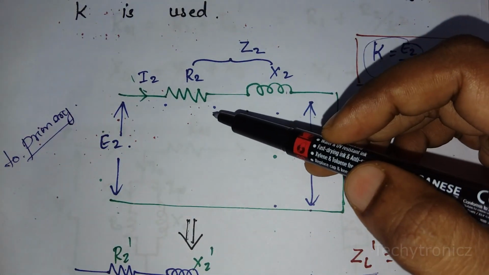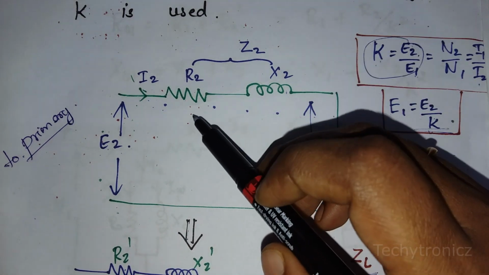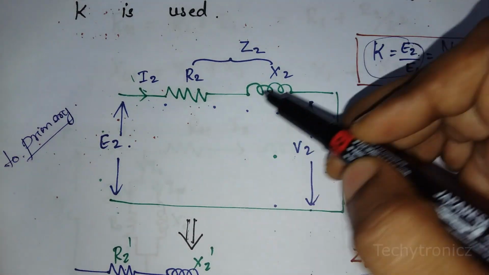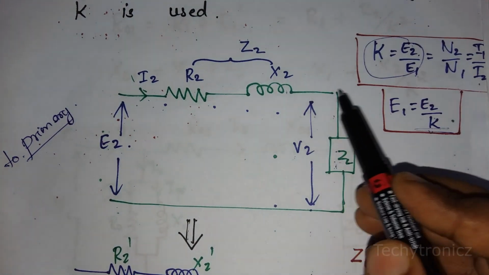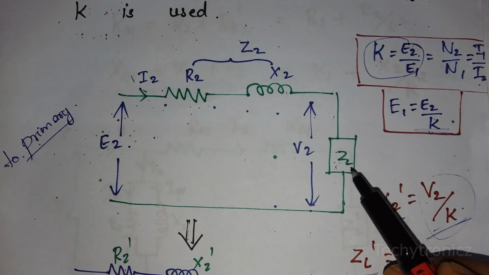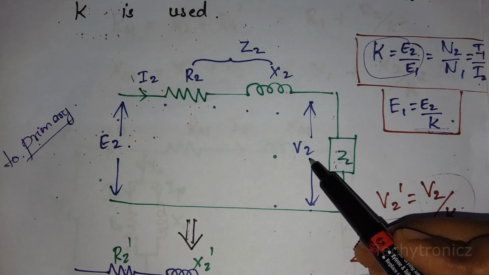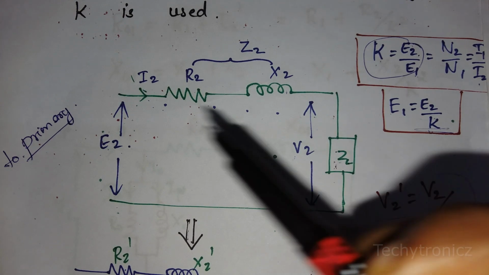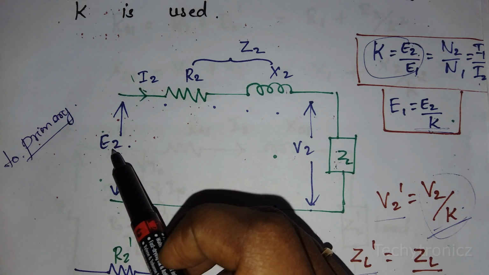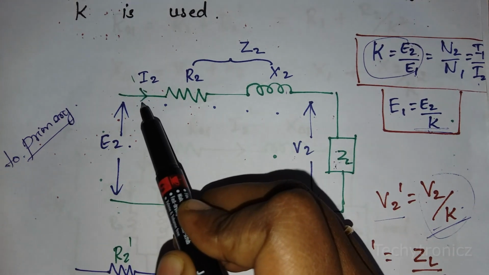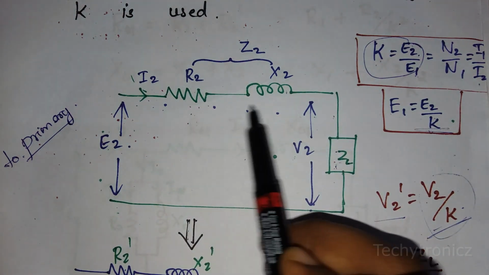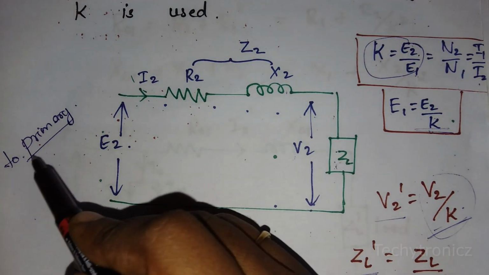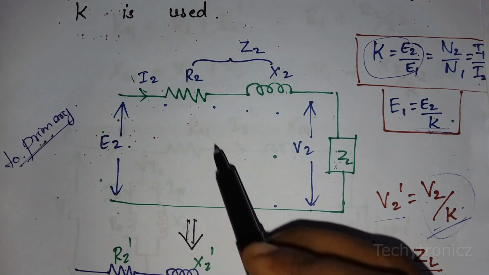What are the things in the secondary part? We have resistance and reactance, that is R2 and X2, together the impedance Z2. It is connected to the load impedance ZL, the voltage in the secondary winding is V2, the induced EMF in the secondary winding is E2, and the current flowing in the secondary winding is I2. Now we have to transfer these components to the primary side.